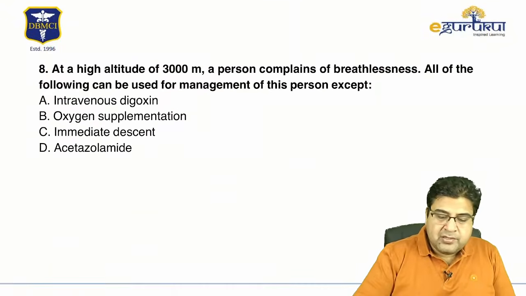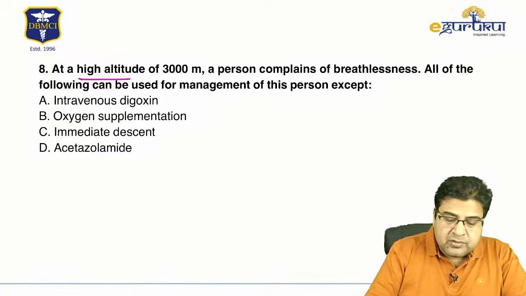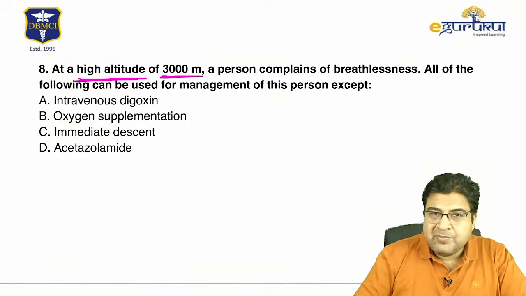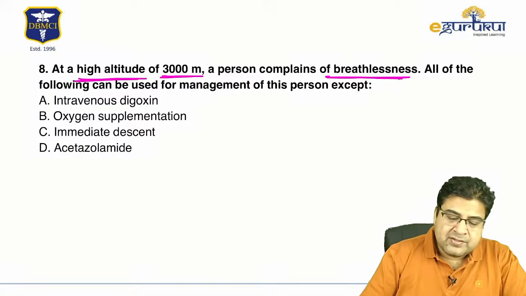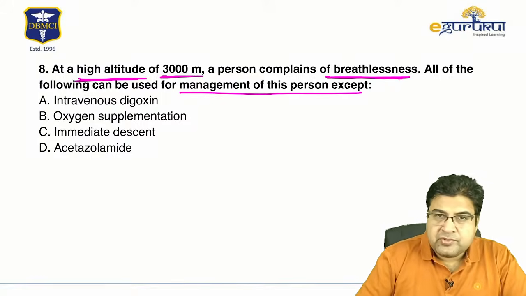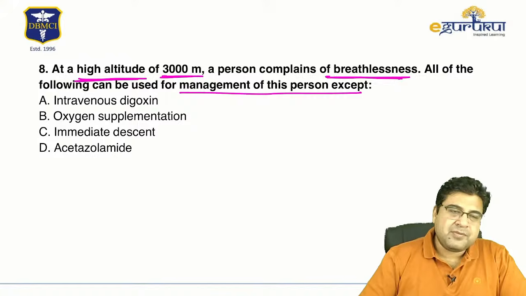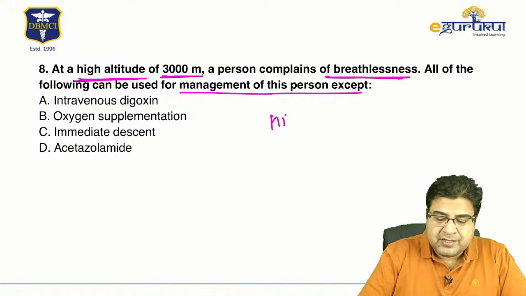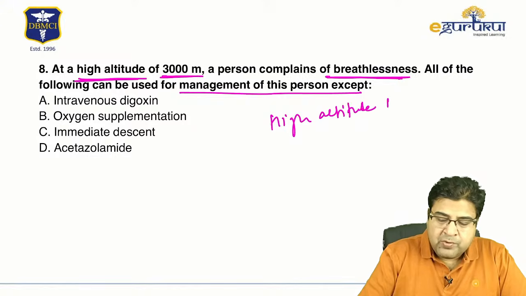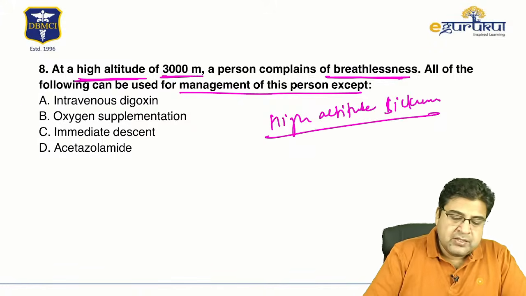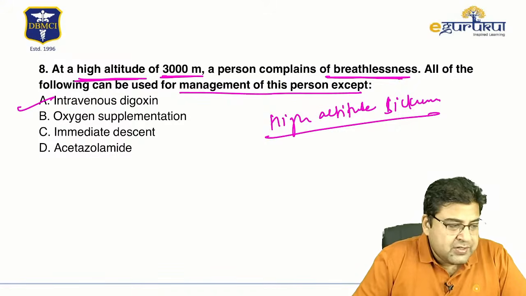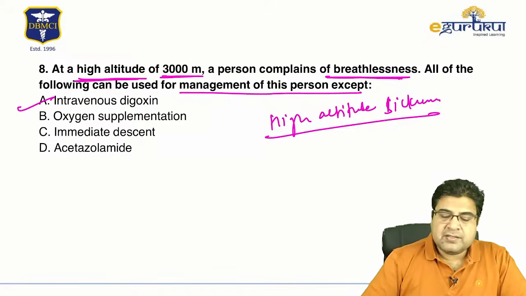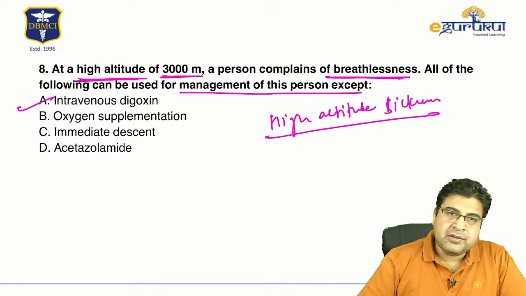Now question number 8. At high altitude, of 3000 meter, patient complains of breathlessness. All of the following can be used for the management of this person except. So guys, in this patient who is having the high altitude sickness, or acute mountain sickness, there is no role of digoxin. Digoxin is meant for heart failure. It has no role in treatment of high altitude sickness.